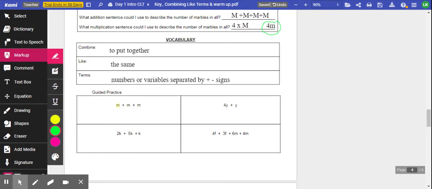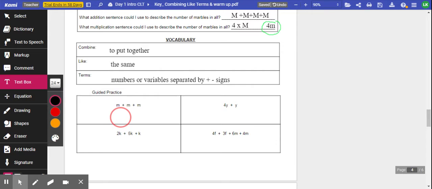So I want to write things in the shortest, easiest way possible. Right now it says m plus m plus m. What's a shorter way I can write that? How many m's are there? There's 3 of them. Think about those cups. This is like there's 3 cups or 3 terms here. And there's 1 m in each cup. So I can write that as 3 times m, right? Or 3m. So go ahead and use your text box to write 3m.